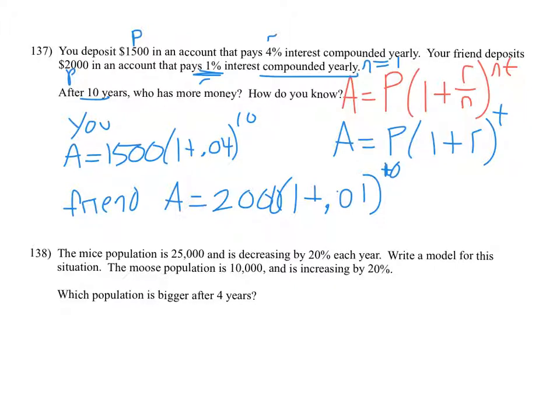Cool, so when we do those out, we get 1,500 times 1.04 to the 10, this is about 2220.36. And 2,000 times 1.01 to the 10, and that's 2209.24. You win by about $9, or I guess, sorry, $11. It's early.